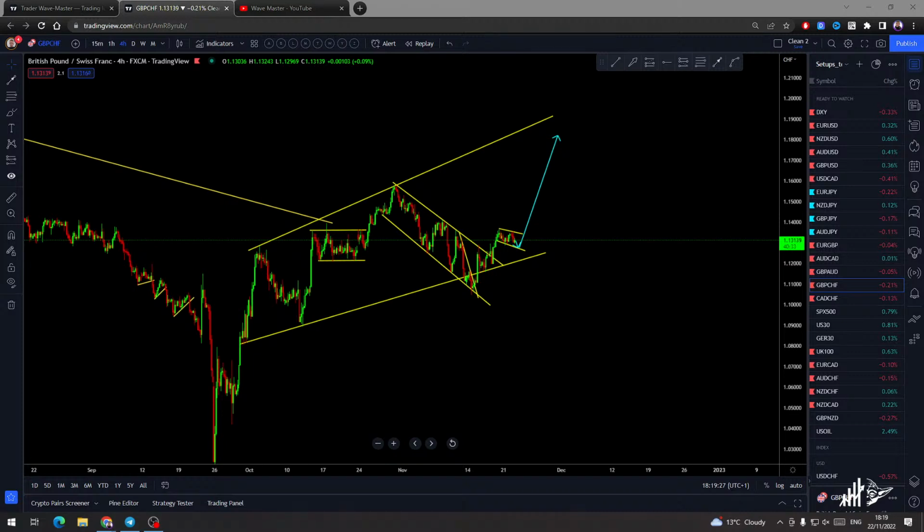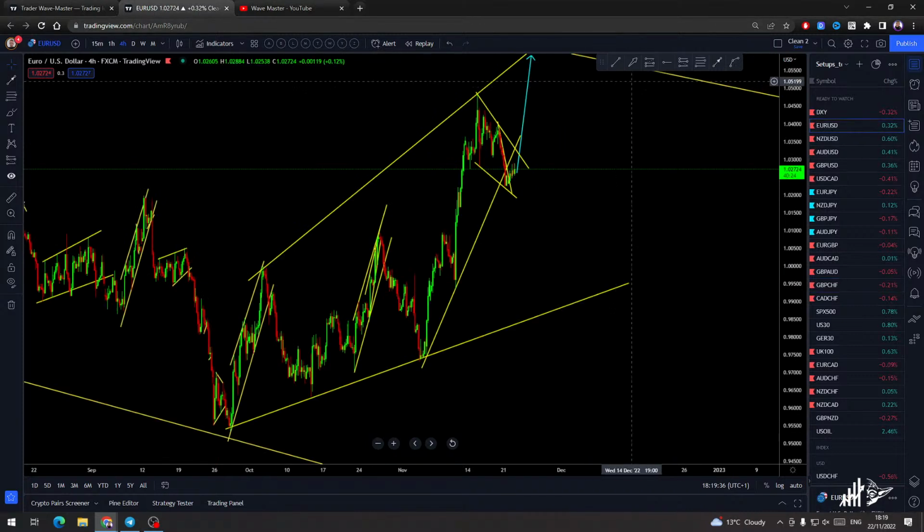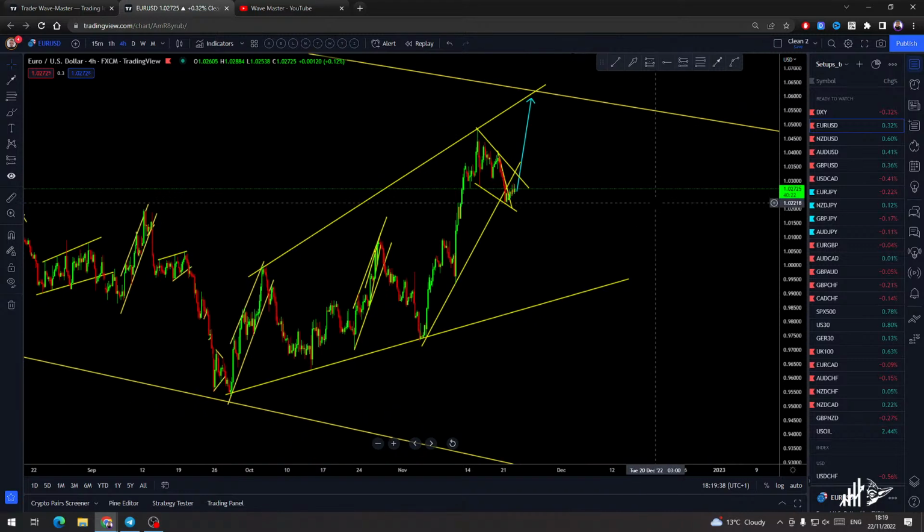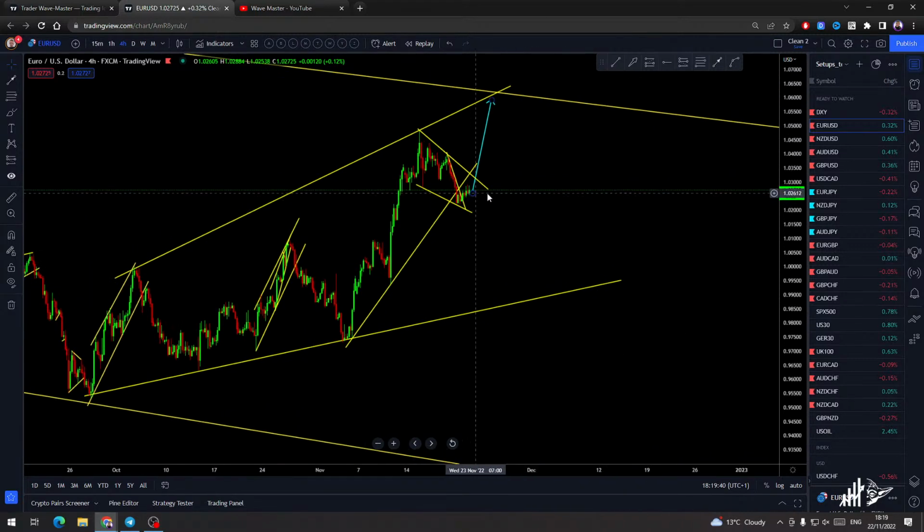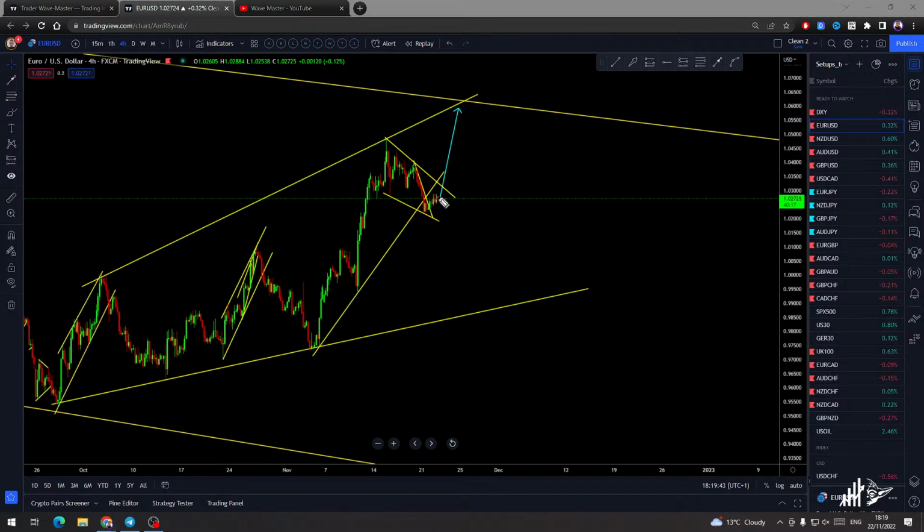EURUSD ready for shorting. EURUSD short. Let me check. We'll check it. Just a second. EURUSD. Not really. Not really. I would rather wait for it to go a little bit higher. Okay, let's go a little bit higher and see how this develops.